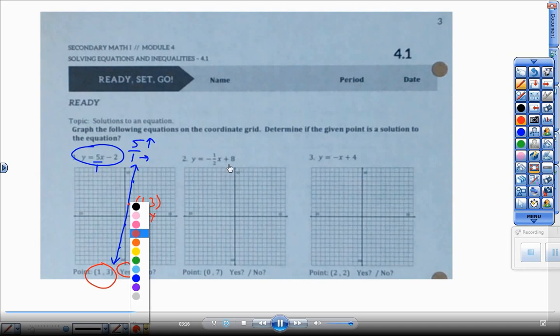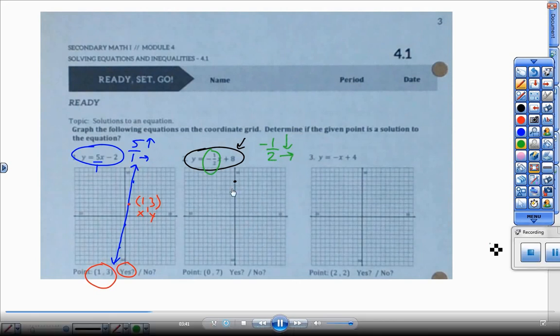Next one, +8. Go up to 8 on your y-axis. That plane number, the y-intercept, always goes either up or down this axis line. So up to 8, look at that number in front of x. I'm going to shift that negative to the top, so that -1/2 is -1 over 2, which means every time I go to the right 2, I'm going to go down 1. So starting at 8, right 2, down 1, right 2, down 1. Don't want to go over 1, down 2. Nope, that's -2 slope. Right 2, down 1.